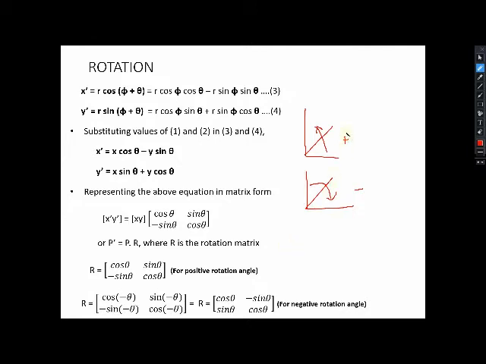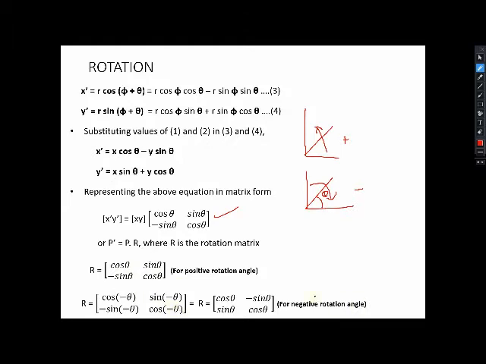So for a positive rotation angle, this will be the equation: R will be the matrix cos theta, sin theta, minus sin theta, cos theta. And for a negative rotation angle we again have to put a minus in theta. If the angle is theta, then you have to put a minus sign inside the bracket: cos of minus theta, sin of minus theta, minus sin of minus theta, cos of minus theta.